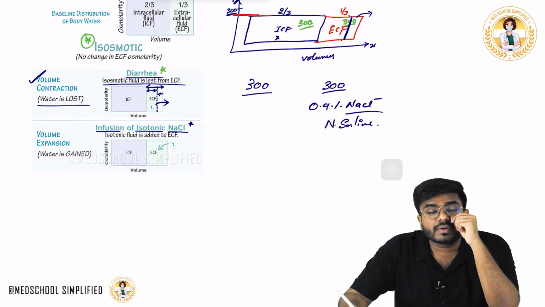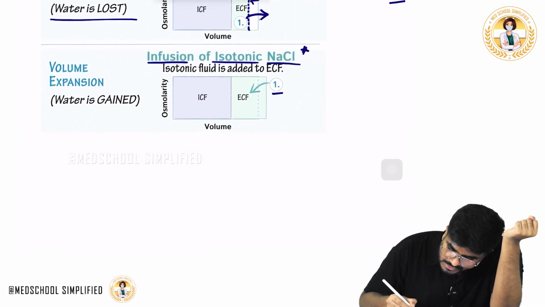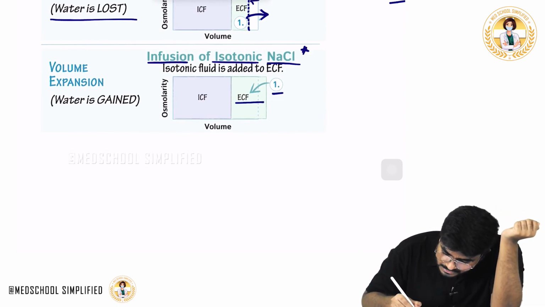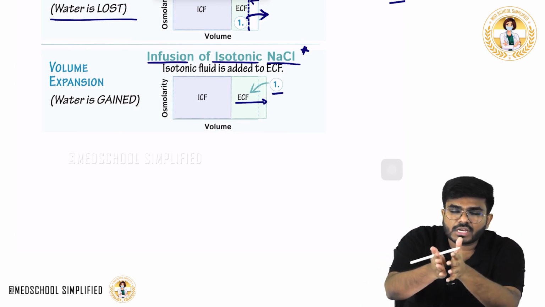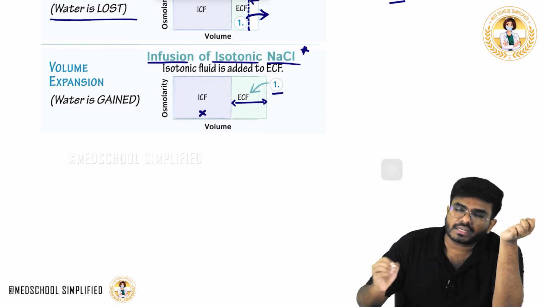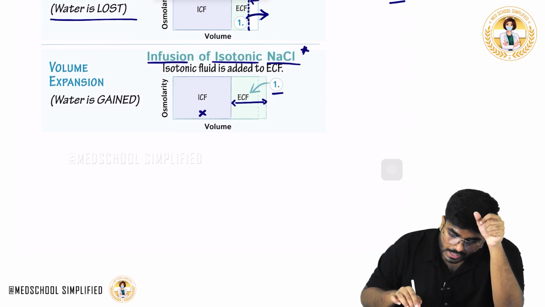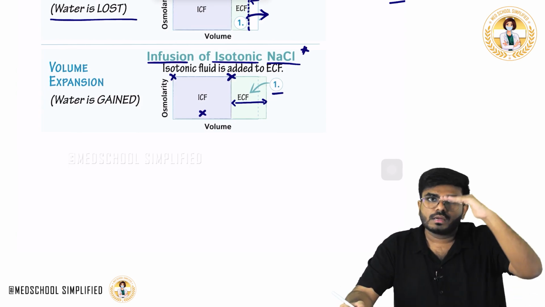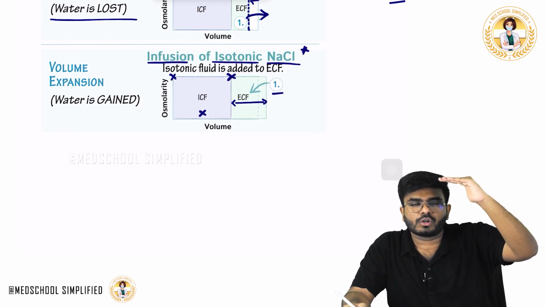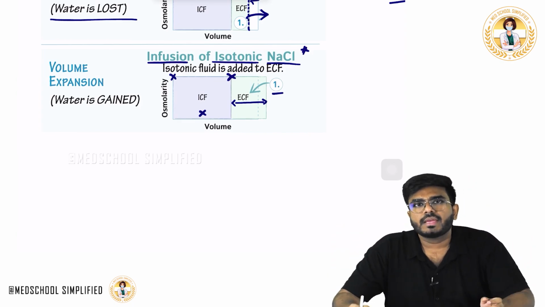So now what happens if I take saline from outside? Now look at this diagram. As I am taking isotonic saline into my blood, the extracellular fluids are going to increase. There is no change in the intracellular fluid volume, and there is no hypertonicity or hypotonicity. There is no change in the tonicity. It's just that the extracellular fluids are going to be expanded.